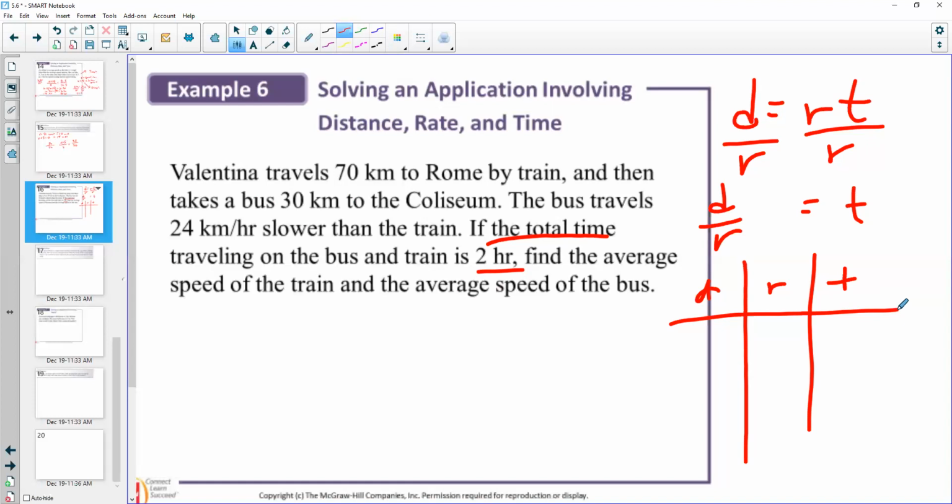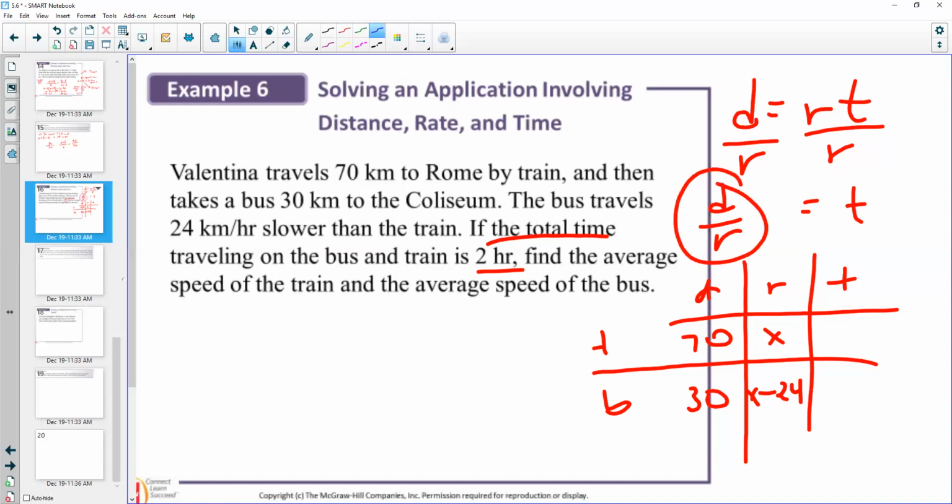let's see, wait, I need to put my train and the bus, right? She goes 70 kilometers on the train. She goes 30 kilometers on the bus, right? The rate, the speed, the one we know is the train is x, the bus is 24 kilometers per hour slower. If we think about the time, time is distance divided by rate, okay?